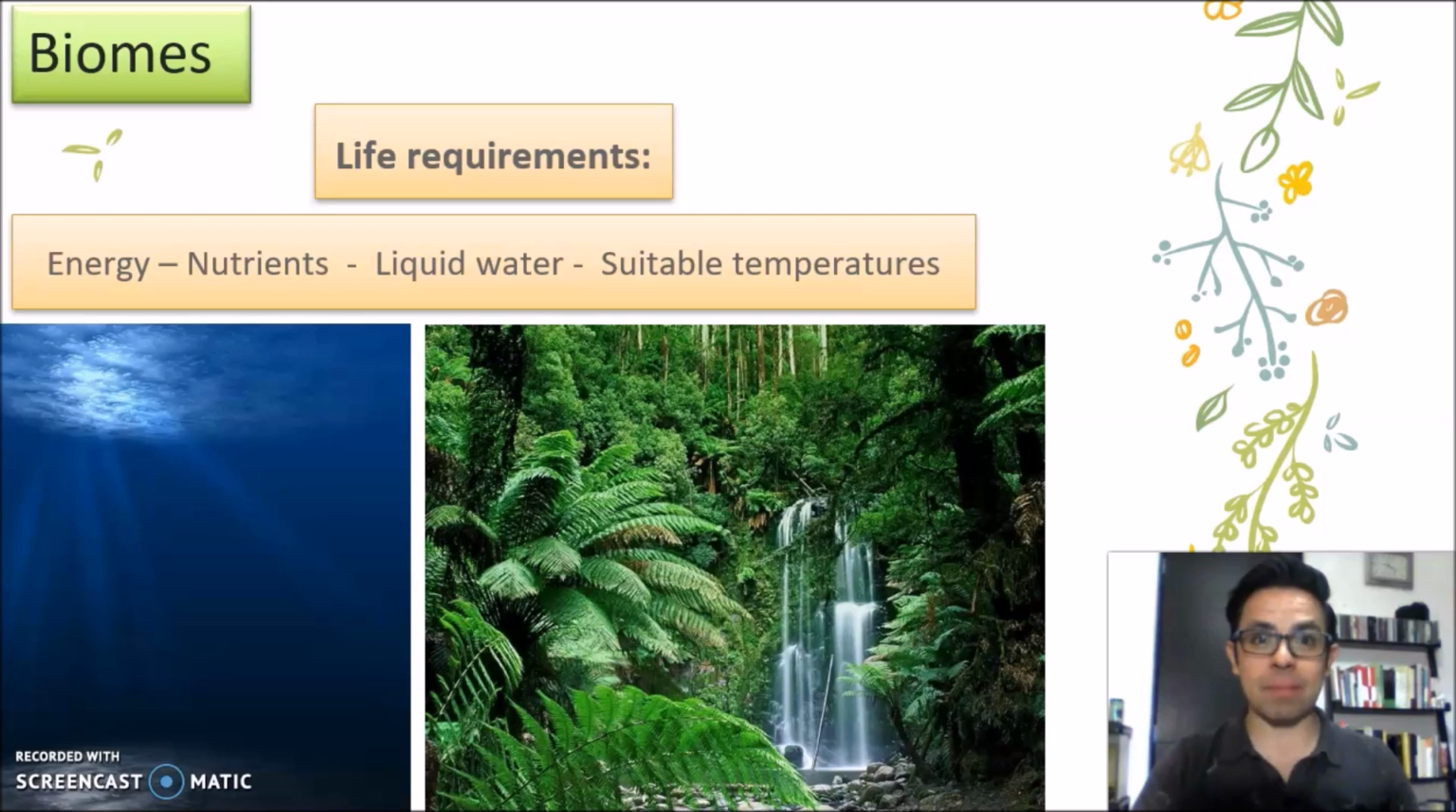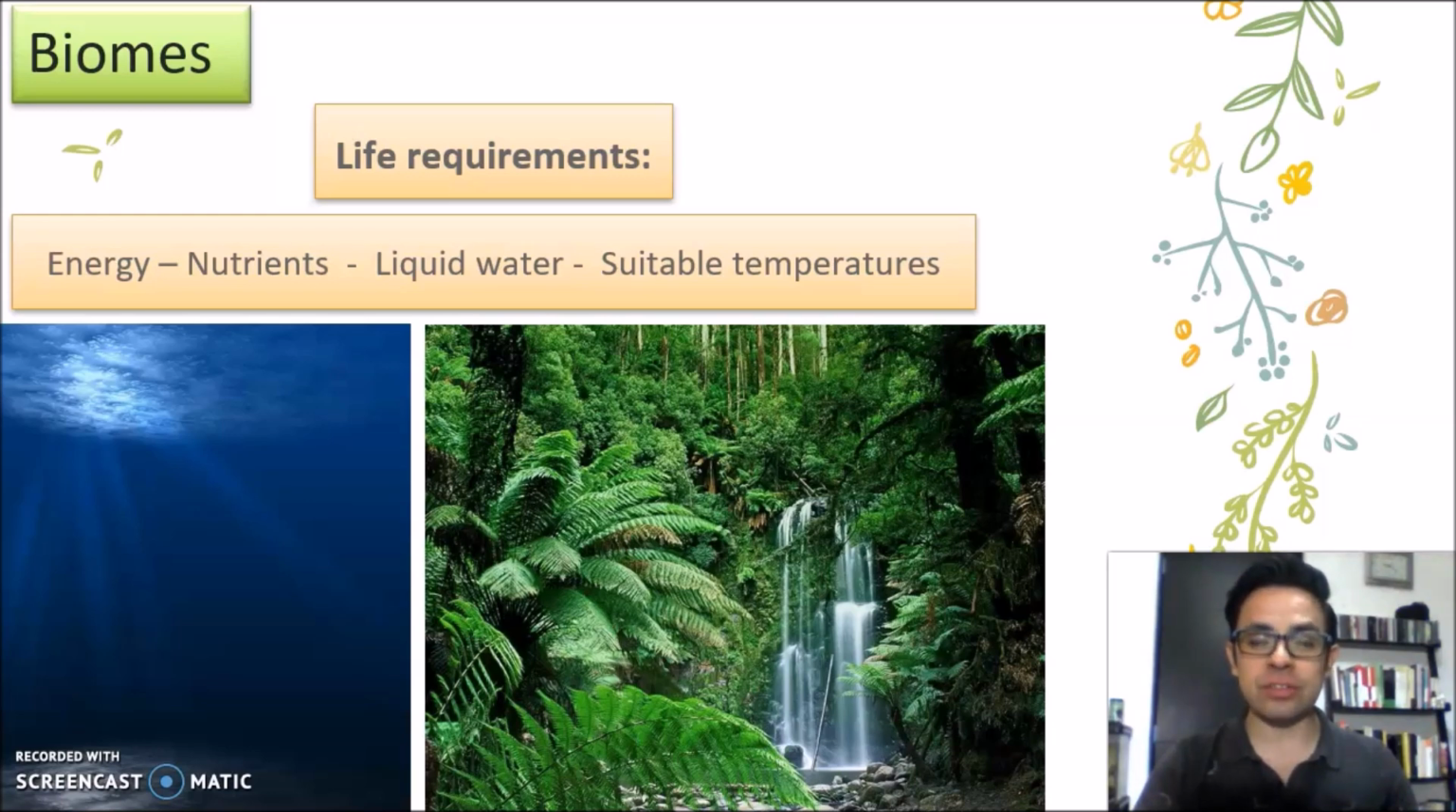In the case of aquatic biomes, light, temperature, and nutrients will change in each of the layers or in each depth. But in the case of terrestrial biomes, nutrients, energy, and temperatures will be quite stable. In this case, the limiting factor, or the thing that will change, will be the availability of water.